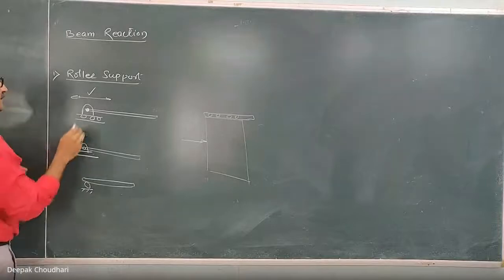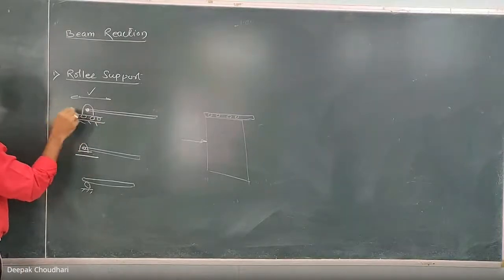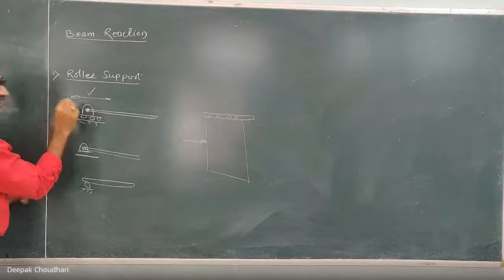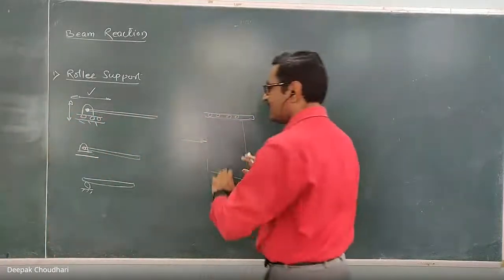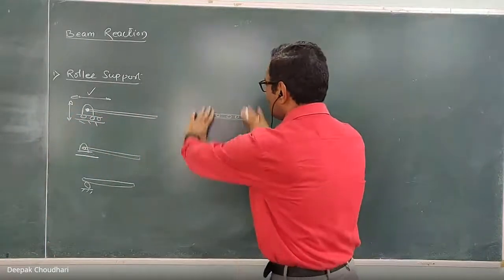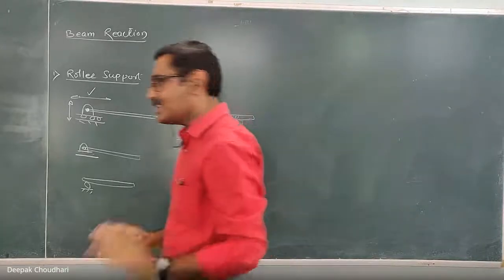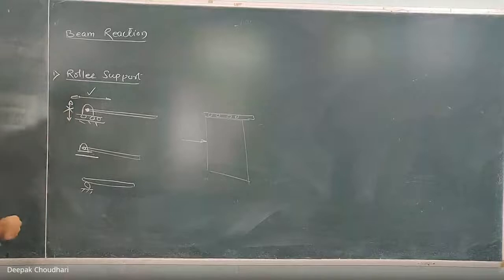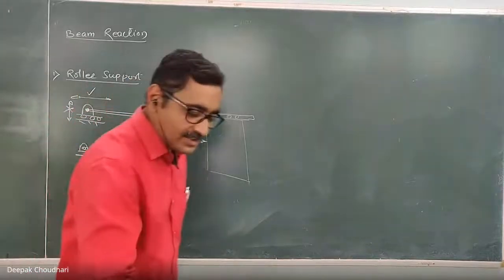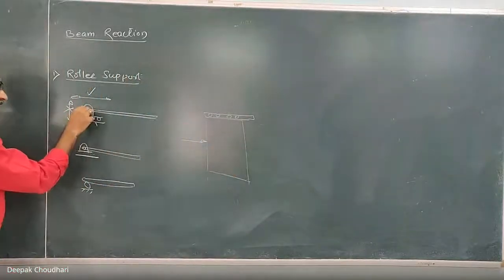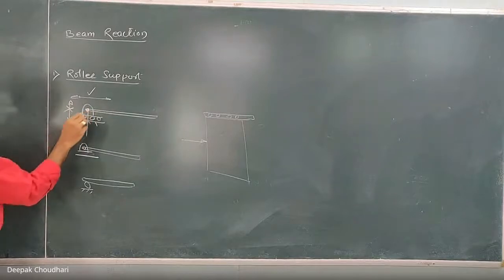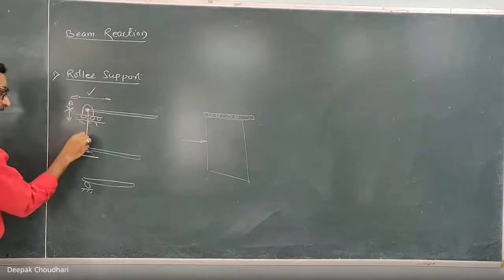But this support restricts the motion in the vertical direction. अभी ये देखो ऐसा channel gate अगर रहेगा, so this channel gate is not free to move in vertical direction, neither vertically upward or downward. Since this vertical motion is restricted in the roller support, the reaction shall be a force in vertical direction. Now what is the direction of this reaction?